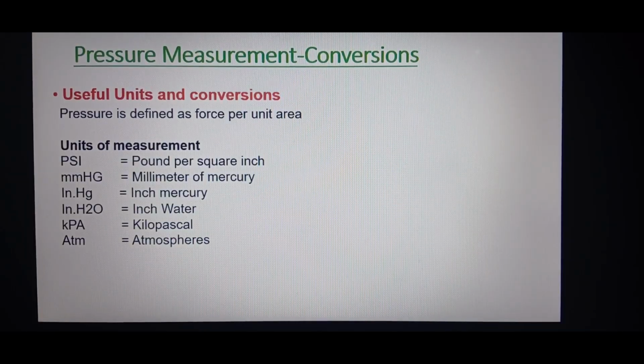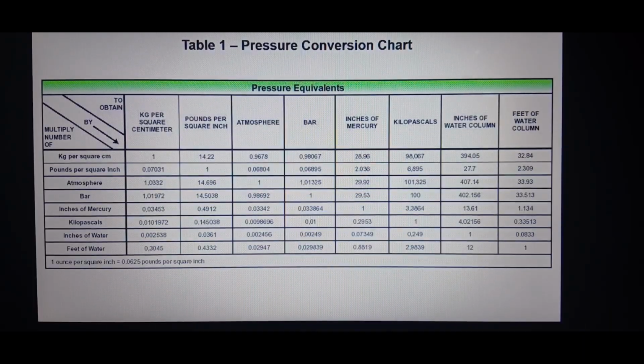Okay, useful units and conversions. Pressure is defined as force per unit area. The units of measurement are psi, pounds per square inch; mmHg is millimeters of mercury; inHg is equal to inches of mercury; inH2O is inches of water; kPa is kilopascal, and atm is atmospheres.